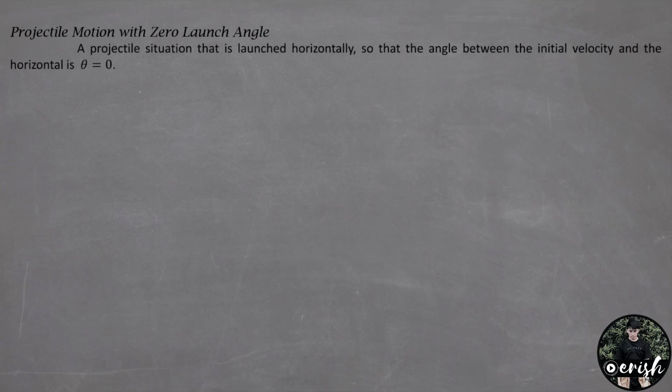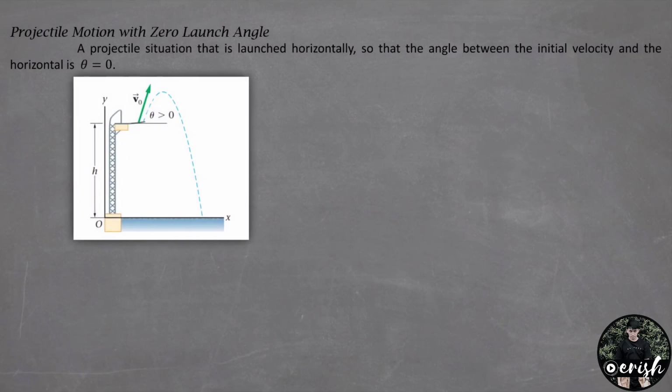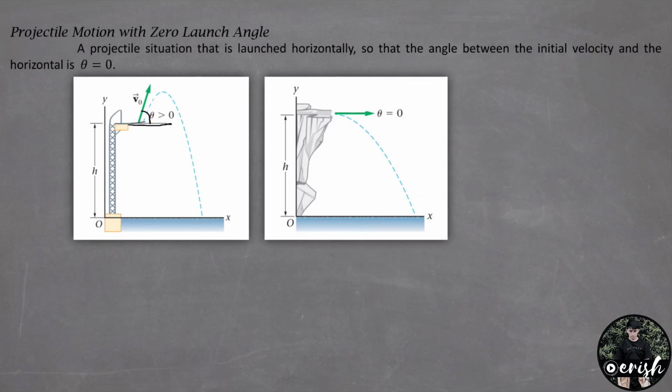There is one special case in projectile motion and we call it the zero launch angle. This projectile situation is launched horizontally so that yung angle between the velocity and the horizontal is equal to 0. In this figure here, we have an example of projectile motion na merong angle yung velocity from the horizontal. So this is the horizontal and ito yung kanyang angle. This second figure naman, this is the projectile motion with zero launch angle. This is the horizontal and ito rin yung kanyang starting motion, yung initial velocity, and we have 0 as the angle of motion.